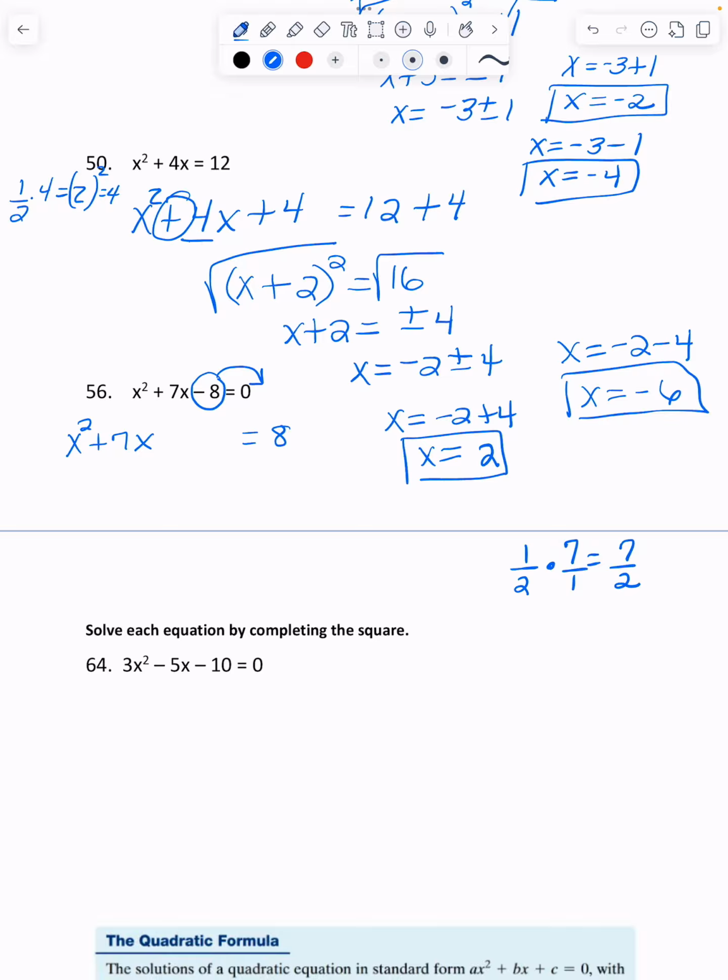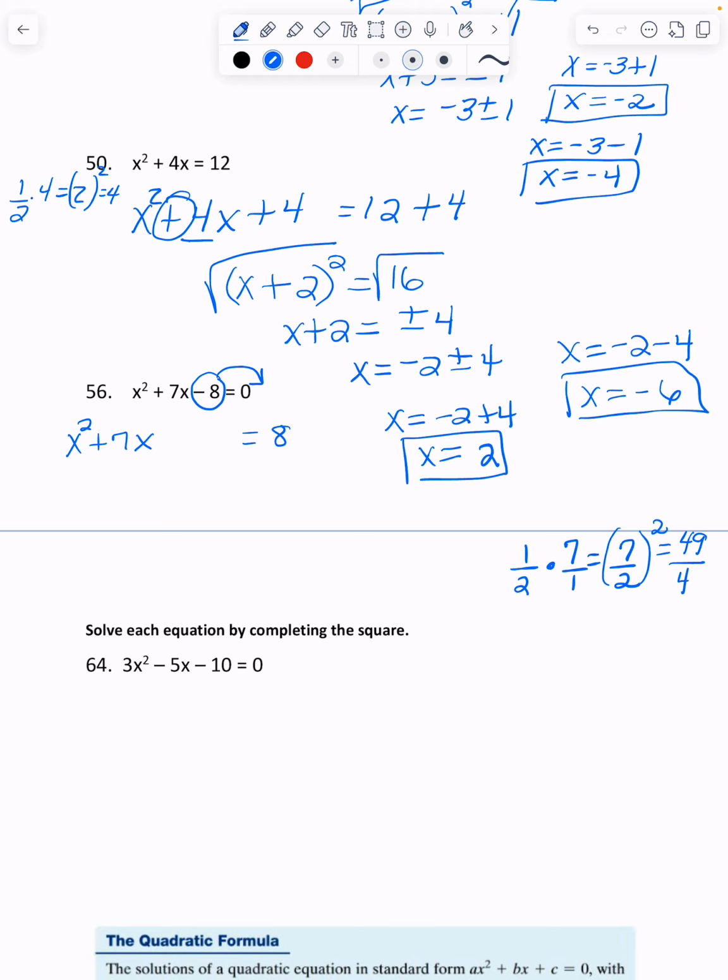So 1/2 times 7 is 7 halves. Half of 7 is 7 halves. And if I square that, I'm going to square my numerator and my denominator. So 7 to the second is 49, and 2 squared is 4.